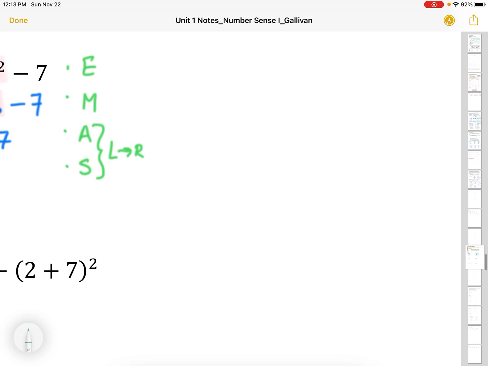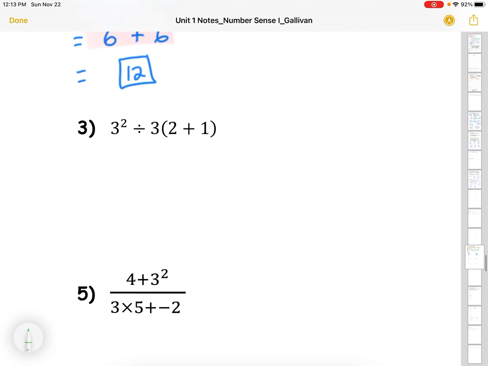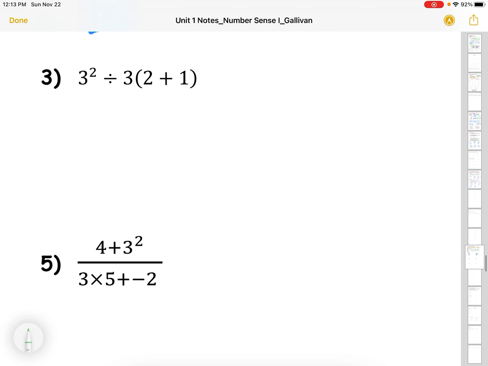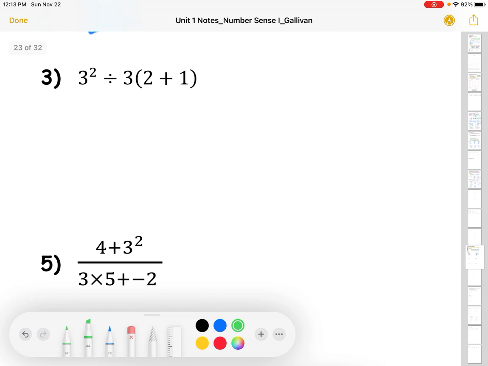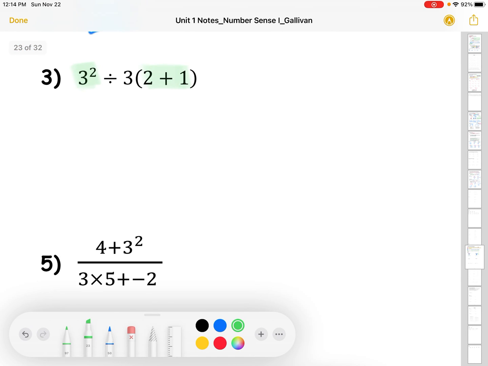Okay, let's do another one. Oh, that's number 1 and 2. All right, so next on our list, we have an exponent, and we have brackets. Okay, so either one of those can go first. It's not going to make a difference. And we can actually do both of them at the same time because they aren't going to affect each other.